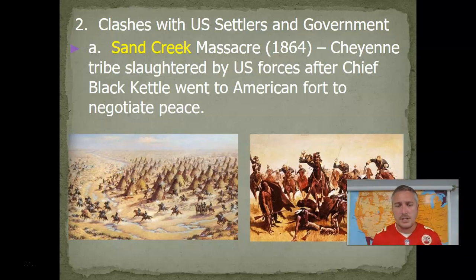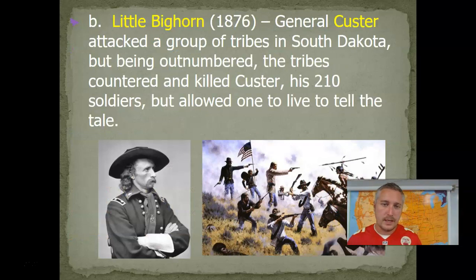But 1864, the Sand Creek Massacre. In this case, the Cheyenne were going to offer a peace treaty. Their chief, Black Kettle, went to an American fort, and what ended up happening here was the soldiers in the fort used that opportunity, knowing that the chief was gone, to attack the settlement and basically drive those people out. So they used the fact that their leader was gone to create division and an opportunity to attack. Just absolutely terrible.